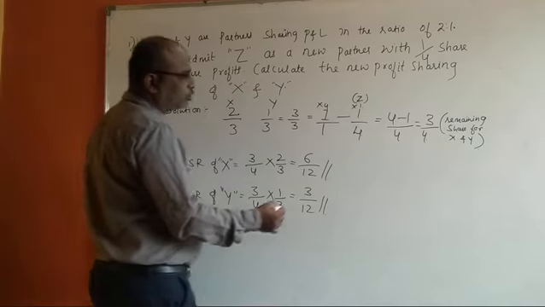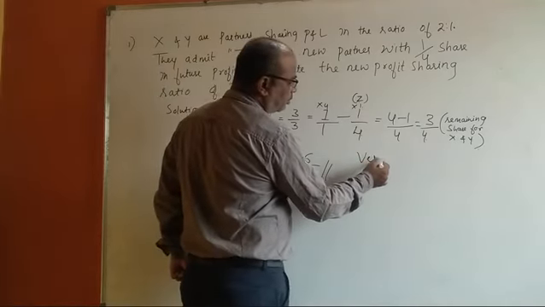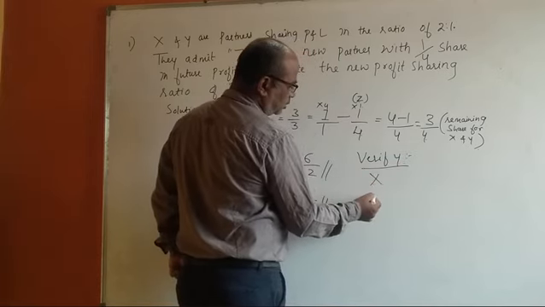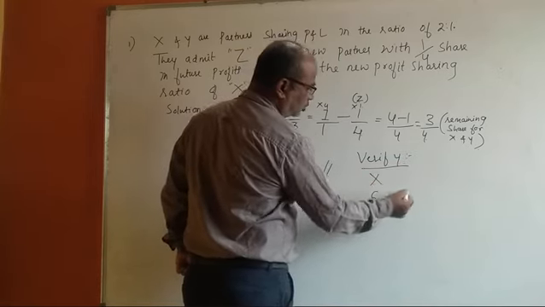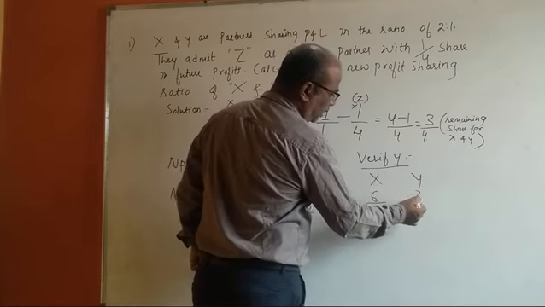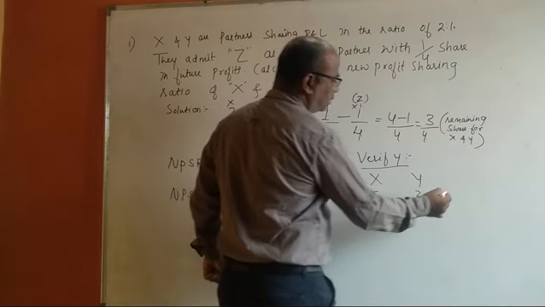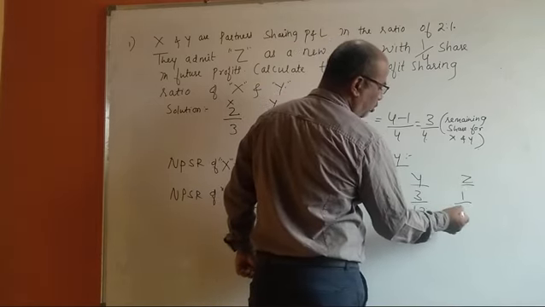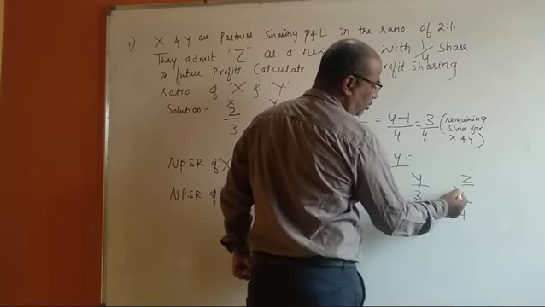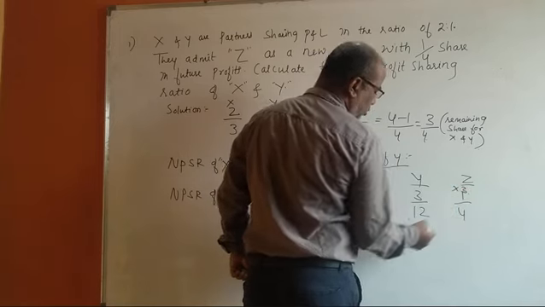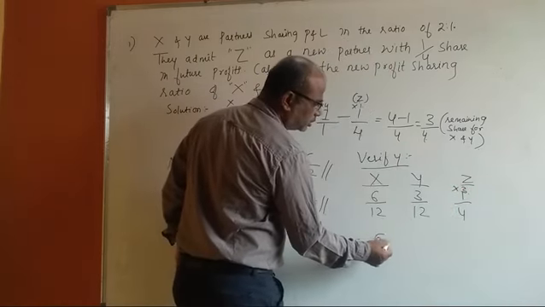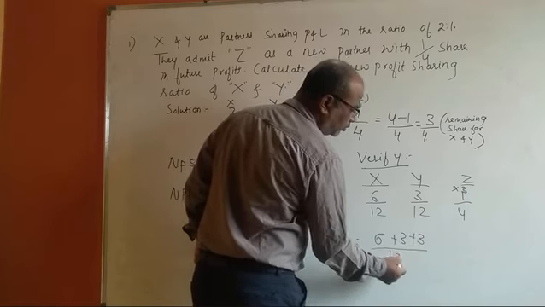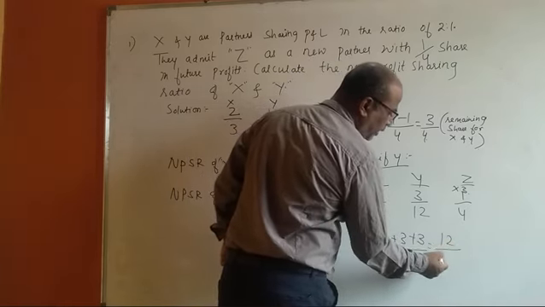So if you want to verify, X 6 by 12, Y 3 by 12, and Z 1 by 4. So to make it 12, multiply it by 3. So equal to 6 plus 3 plus 3 divided by 12 equal to 12 by 12.